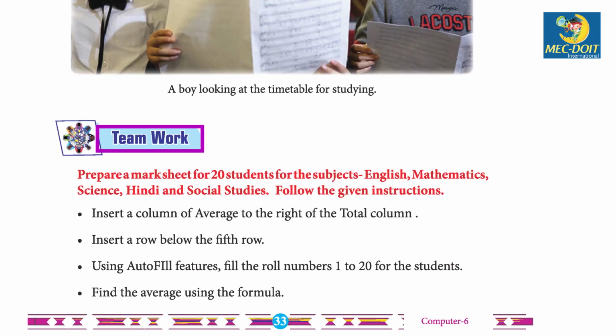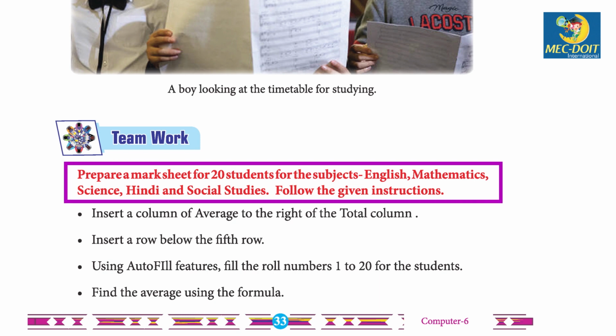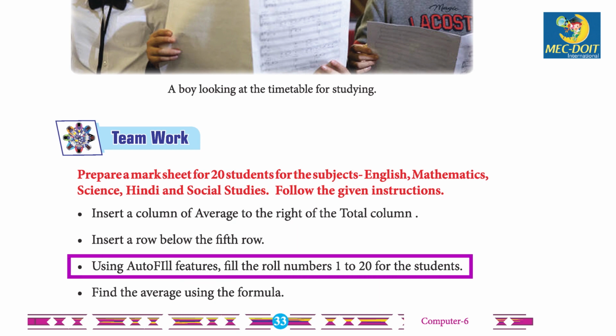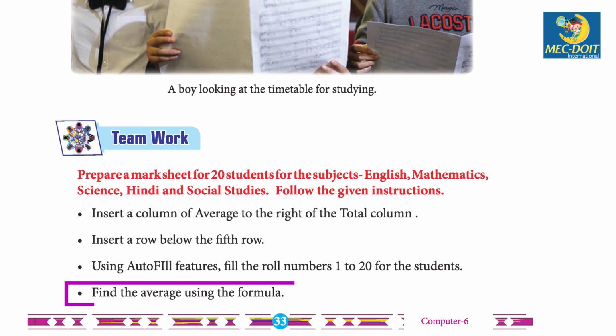Teamwork. Prepare a mark sheet for 20 students for the subjects English, Mathematics, Science, Hindi and Social Studies. Follow the given instructions. Insert a column of average to the right of the total column. Insert a row below the fifth row. Using the autofill feature, fill the roll numbers 1 to 20 for the students. Find the average using the formula. Answer: students will do it themselves.